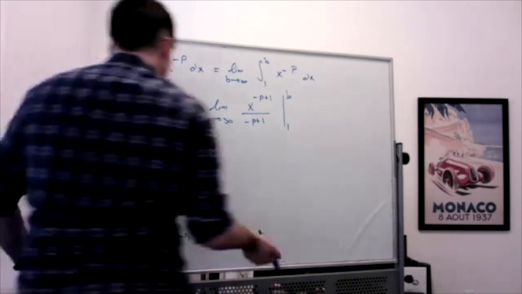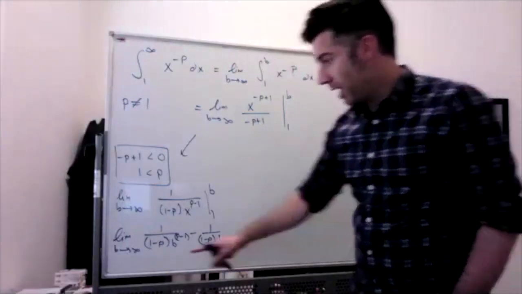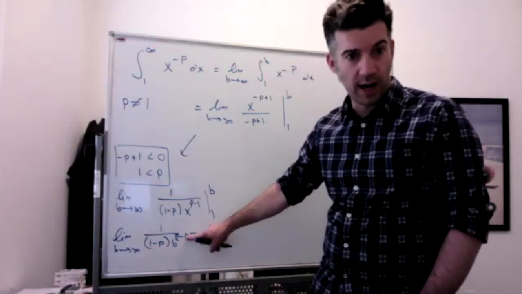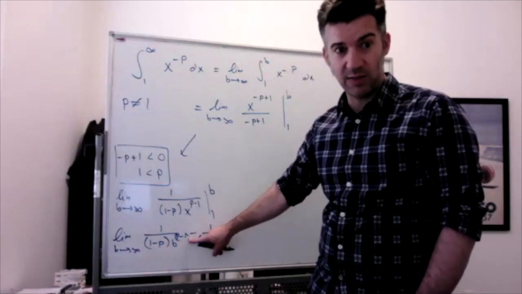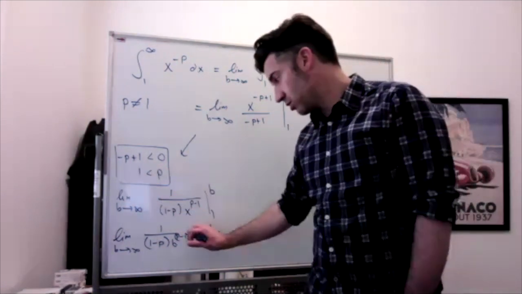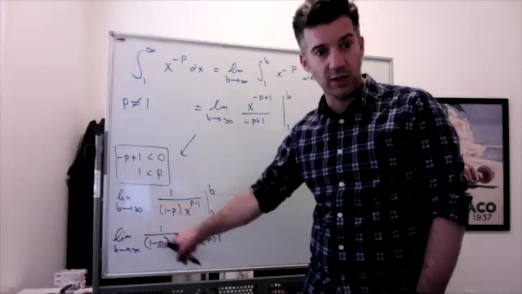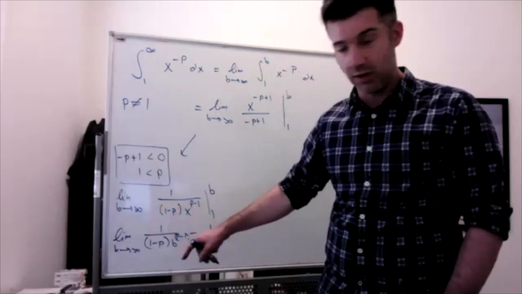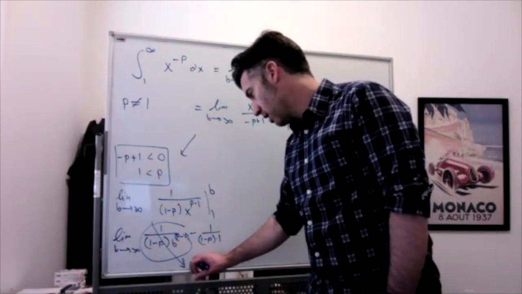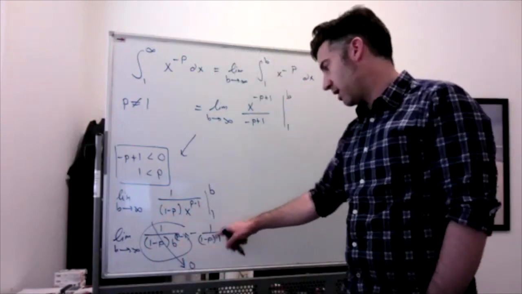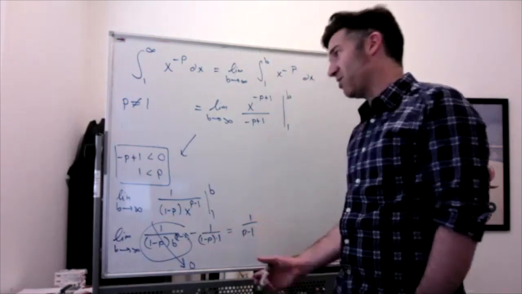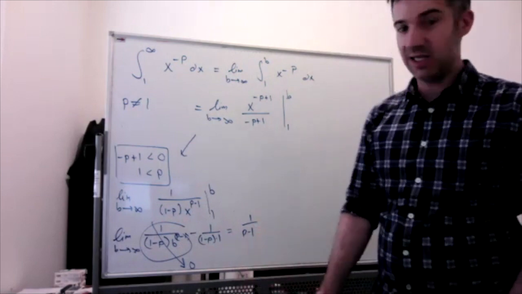Okay. So now, as b goes to infinity, an infinitely large thing to a positive power, and p minus 1 is positive because p is bigger than 1, that's going to go to infinity, which means its fraction is going to go to 0 because you have 1 over an infinitely large thing. So this whole part goes to 0, and you get negative 1 over 1 minus p, or positive 1 over p minus 1. I don't really care what the number is actually. I just care that it converges.